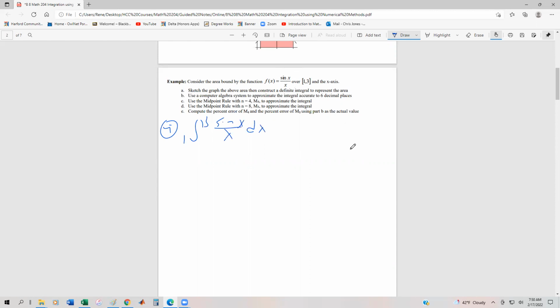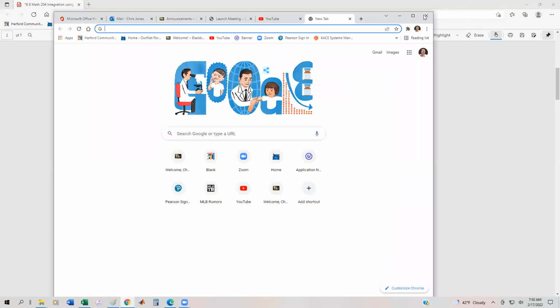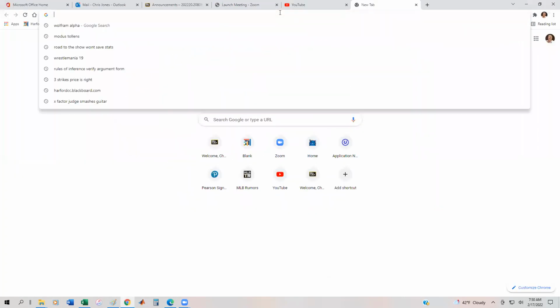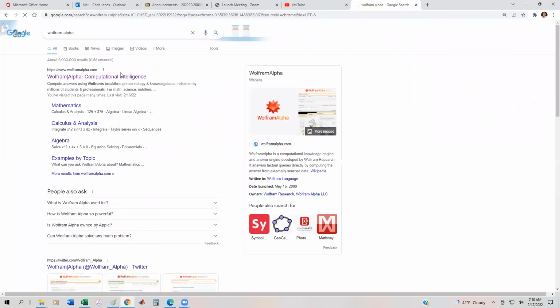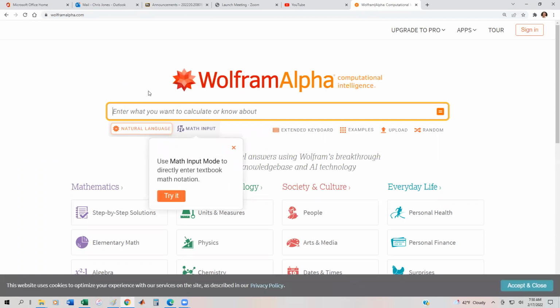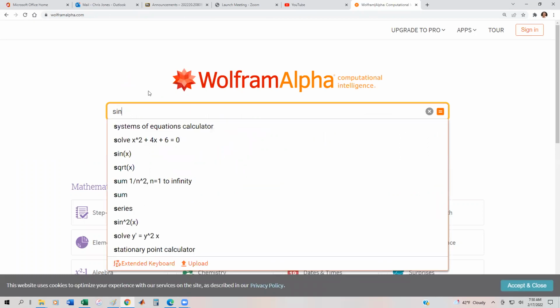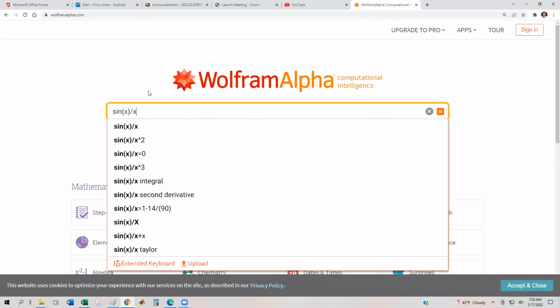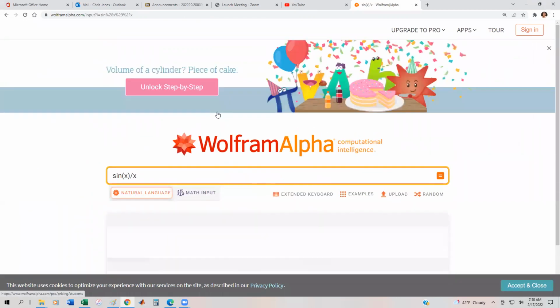For the area, what we can do is just use Wolfram Alpha. I'm going to go ahead and pull that up so we can see what we can do for the area as well as the approximation. So we're going to go to Wolfram Alpha and type in sine of x divided by x, and we're going to get a graph.